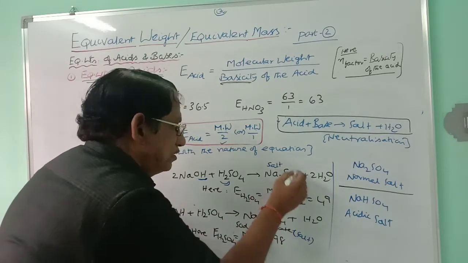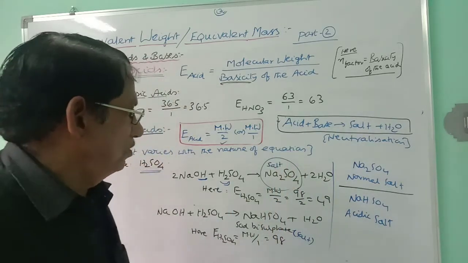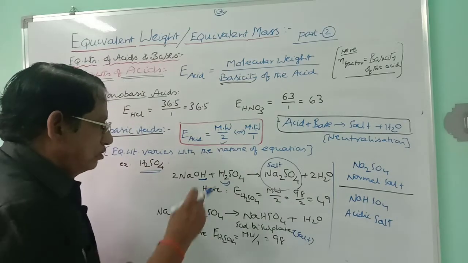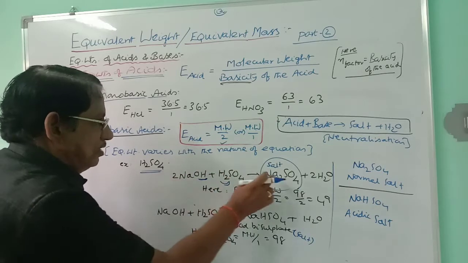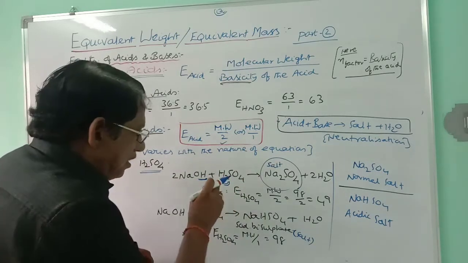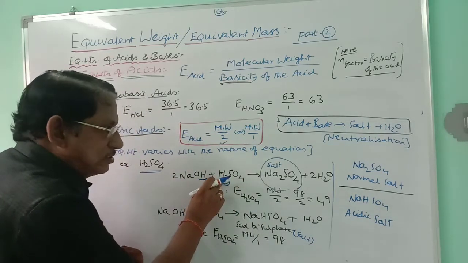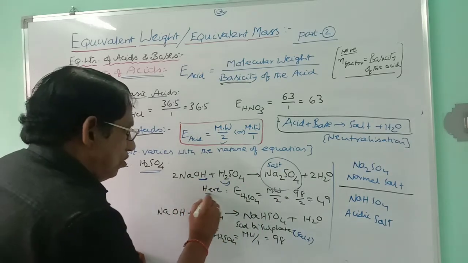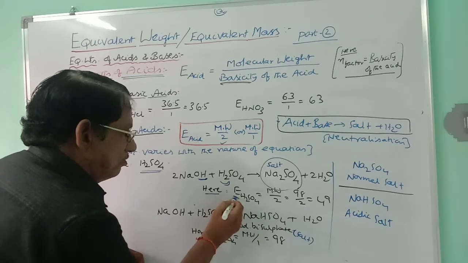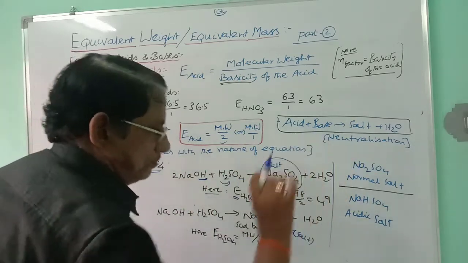This is also important from the examination point of view. 2 hydrogens are replaced by 2 OH minus ions. In this place 2 Na ions are obtained. So as the basicity of the acid proved in this equation is 2, here in this case molecular weight by 2 is the equivalent weight of sulfuric acid in this particular example.